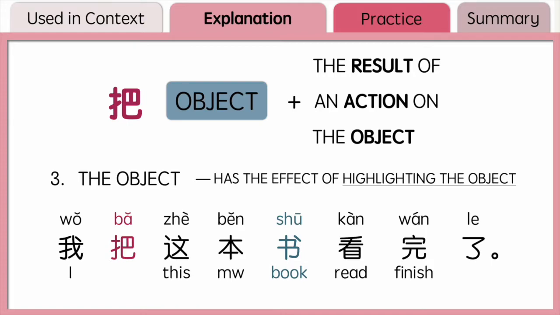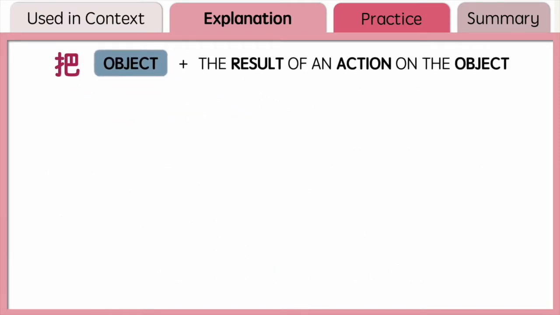Note the subtle difference. Generally speaking, if you want to emphasize what happened to the object, you can use the ba structure. Since it doesn't come natural to English speakers, it's important that you review as many examples as possible and practice frequently to develop a feel for the language. Let's relook at the examples to see how to use the ba structure in different situations.